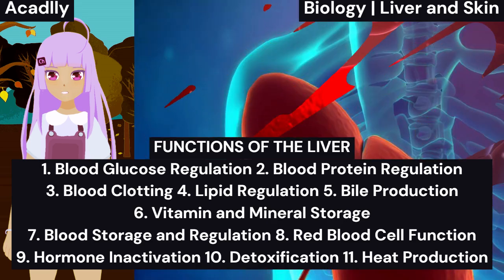8. Red blood cell function. In the fetus, the liver forms red blood cells, RBCs, while in adults, it breaks down RBCs. 9. Hormone inactivation. The liver is involved in the inactivation of hormones. 10. Detoxification. The liver detoxifies poisonous and toxic substances such as drugs, food preservatives, and pollutants found in the air and water. 11. Heat production. The liver produces heat as a byproduct of its metabolic activities.